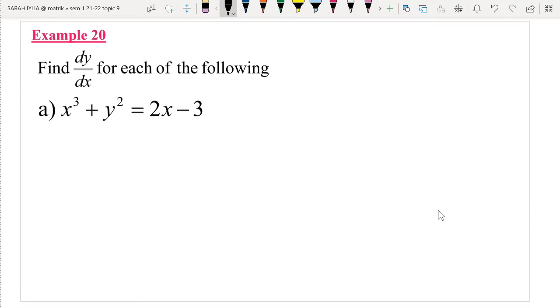So, find dy dx for each of the following functions. First one, we have x cubed plus y squared equal to 2x minus 3. So, differentiate this term by term. Hati-hati je ikut rule. Kita differentiate satu-satu.